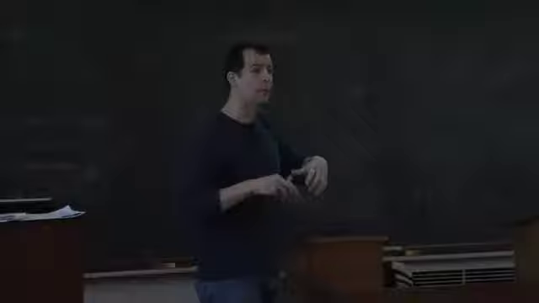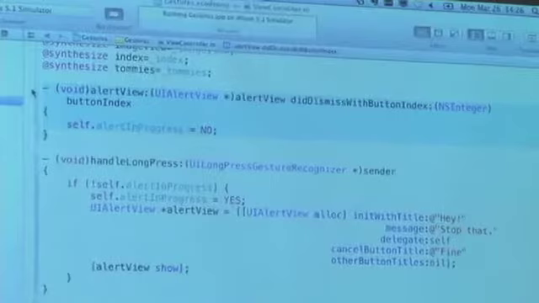Exactly. I want the opportunity to invert the value of alertViewInProgress, which I'm going to have to do in whatever that method message handler is, and that's this one here. And we've seen this before. I just need an opportunity to know to do something when the user has touched that button.